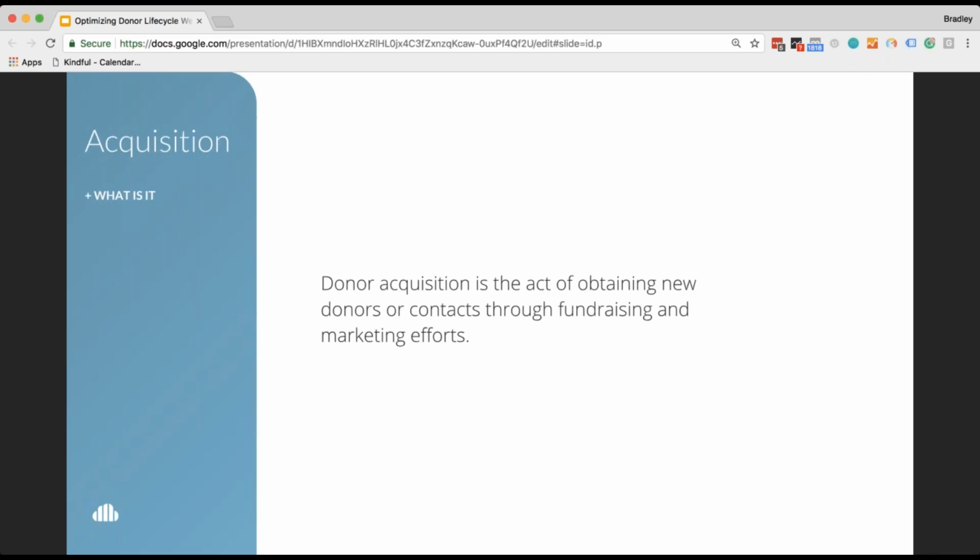So again, I want to really stress here that we believe the donor life cycle does not necessarily start with a donation. It starts the first time someone becomes aware of your organization and or becomes a contact that you have in your database, someone that you're building a relationship with maybe before they've ever volunteered or become a donor.